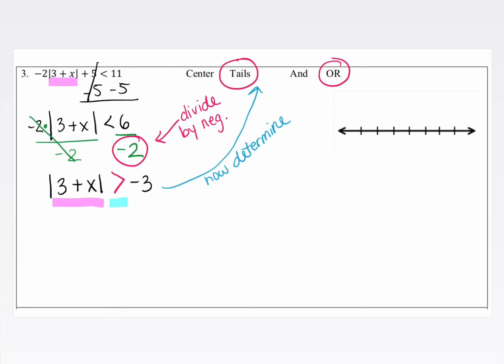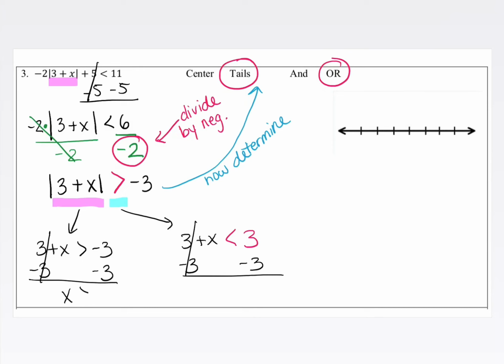At this point, now we can split. So we have 3 plus x is greater than negative 3, or 3 plus x is less than positive 3. So again, our inequality sign and our number sign change. Since this is a positive 3, now we're going to isolate our x by subtracting 3 from both sides.